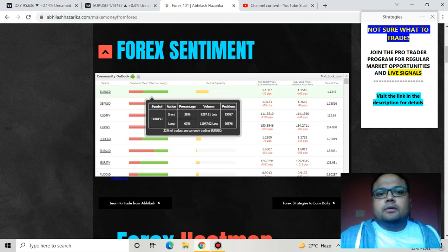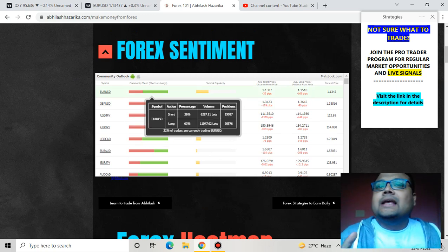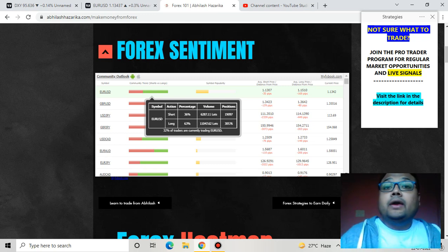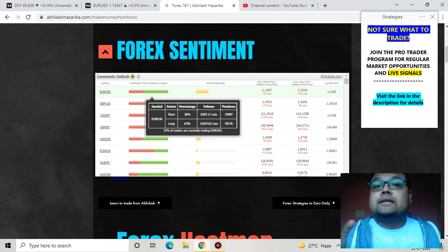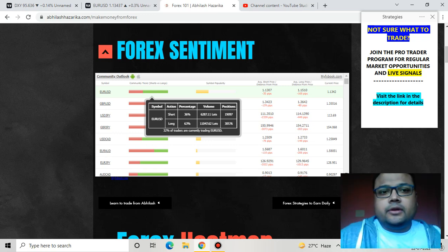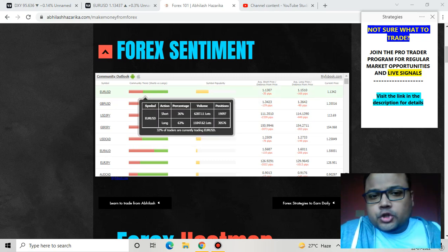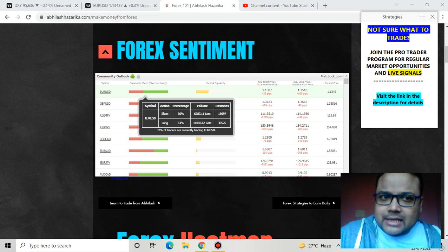So always keep in mind that market usually moves against the sentiment of the retail traders. Market always moves against the retail traders, and this is the main reason why 90% of retail traders lose money. Those 63% are on the buy side and 36% are on the sell side.